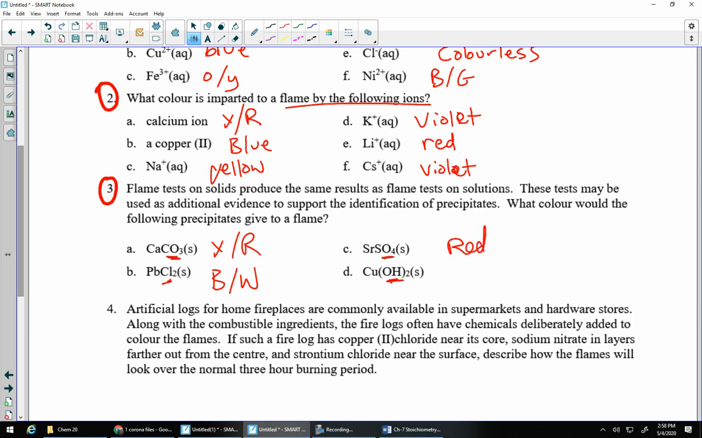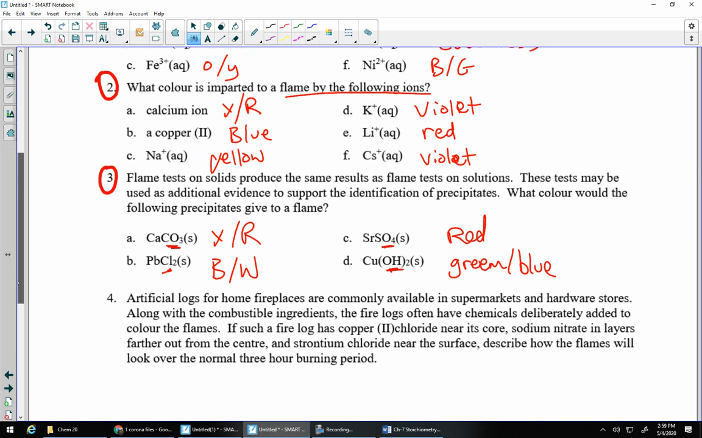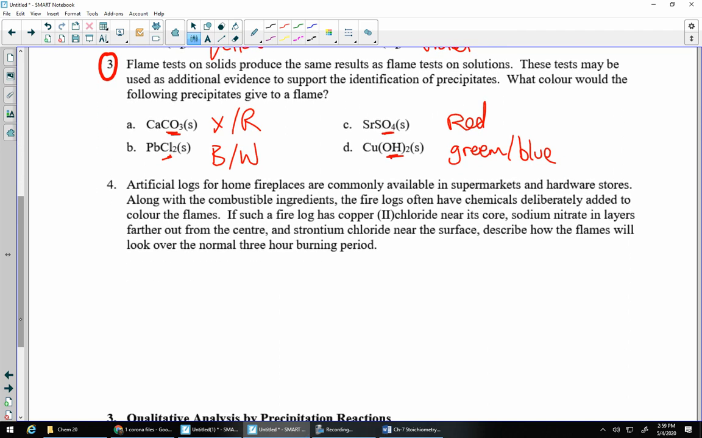And for copper, that's copper 2. Typically we'd see a greenish blue, green/blue, which is pretty rad. Okay, I'll just go over question 4 real quickly. It'll just take a split second.